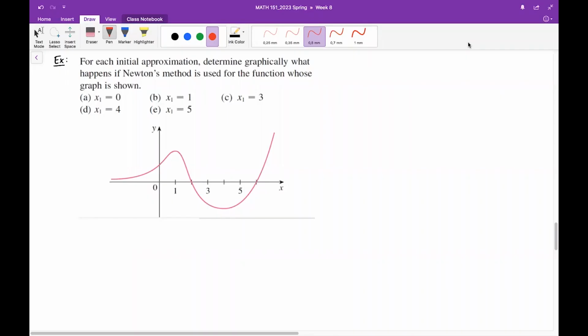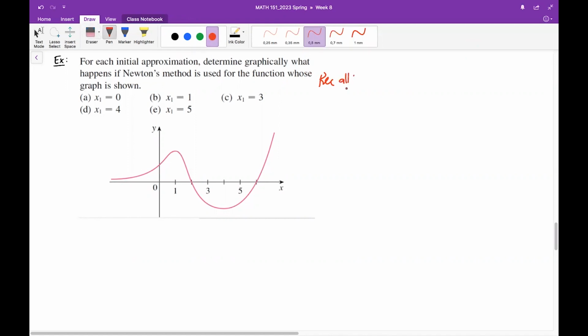This is the second part of the problem solving session of week 8. So we continue with Newton's method. Let me recall it before we start solving the next problem. Okay, recall about Newton's method.